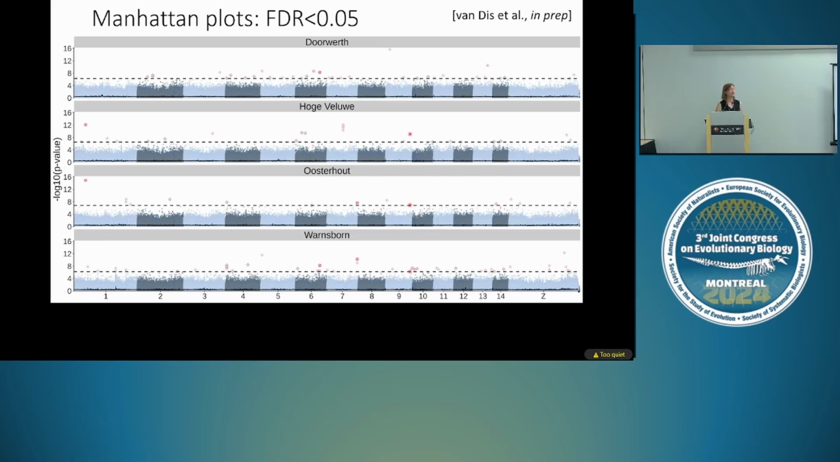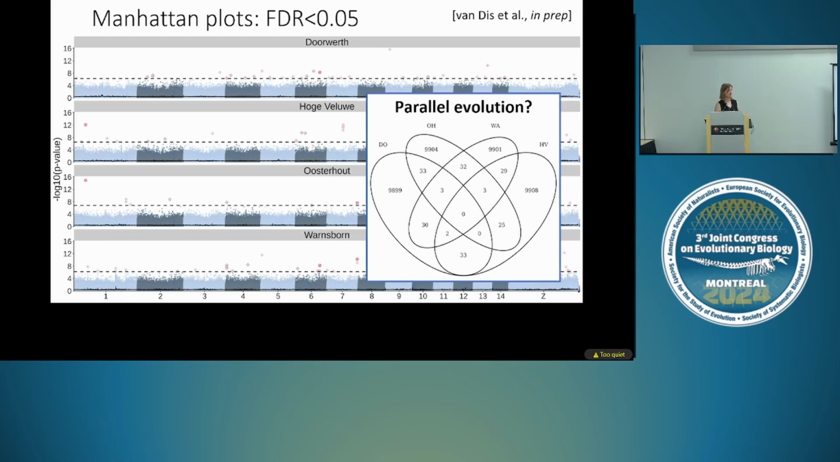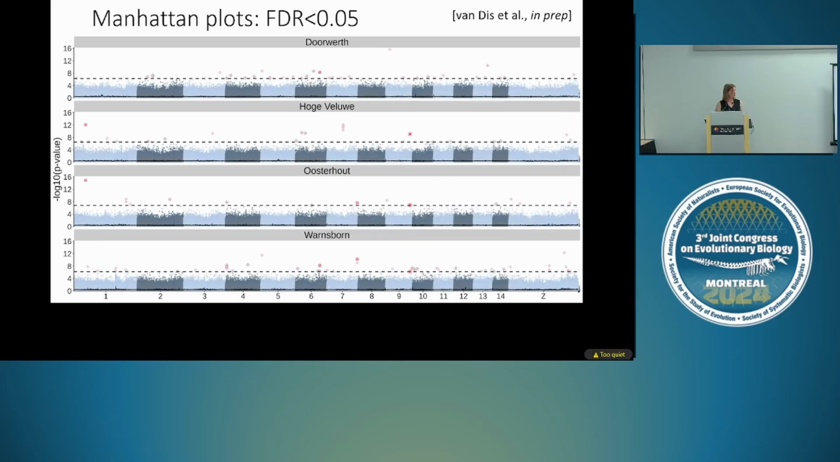And actually, when we not just look at the significant SNPs, but look at the top 10,000 SNPs for each forest, we see very little overlap between these forests at the SNP level. So that's an interesting result. But in general, I think at the SNP level there's not that much signal going on.